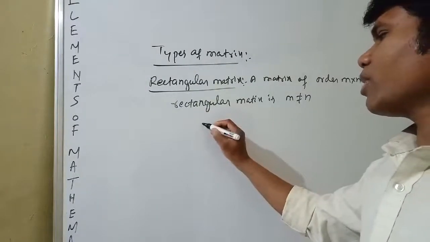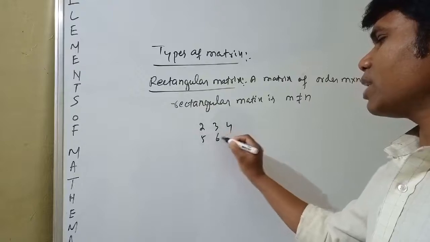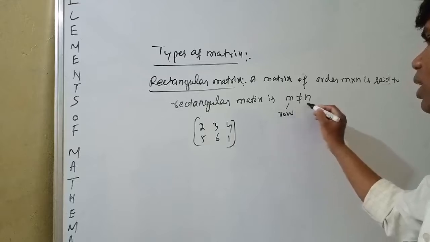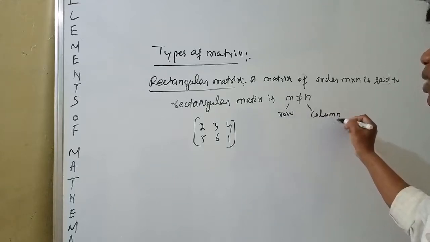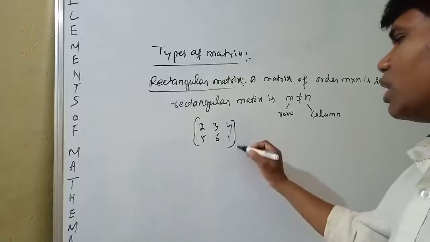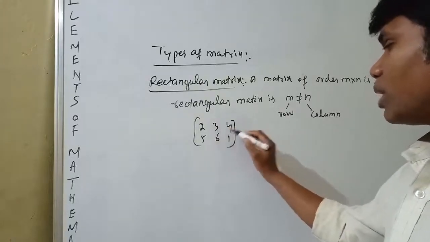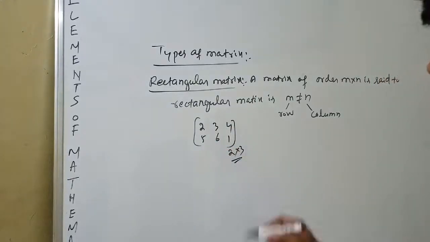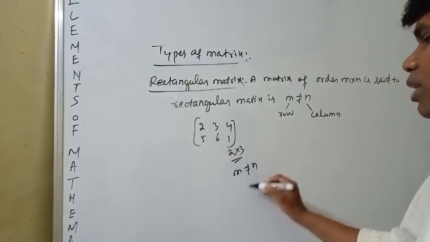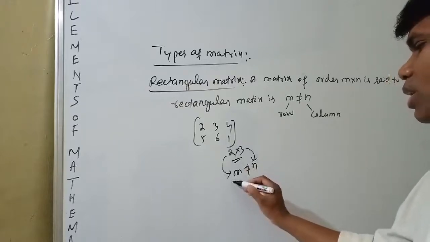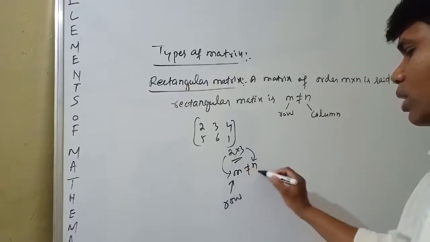Suppose you see 2, 3, 4, 5, 6, 1. Here m is the row, n is the column. That means a rectangular matrix is a matrix where m and n are not equal. How many rows are there? 2 rows, first row, second row. How many columns are there? 3 columns. So here m is not equal to n. This is your row, this is your column.